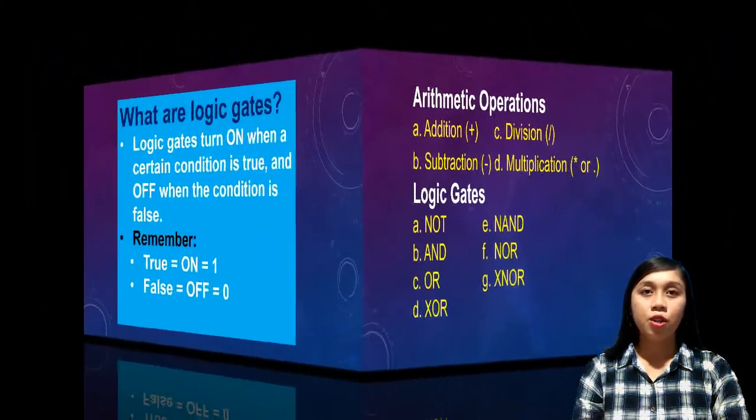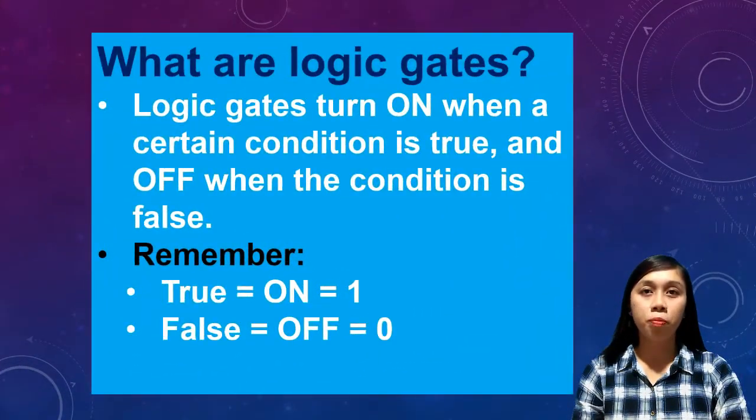So I think you now have questions on your mind about what logic gates are. Logic gates are the switches that turn on or off depending on what the user is doing. They are also the building blocks for how computers work. Aside from that, logic gates turn on when a certain condition is true and off when the condition is false.